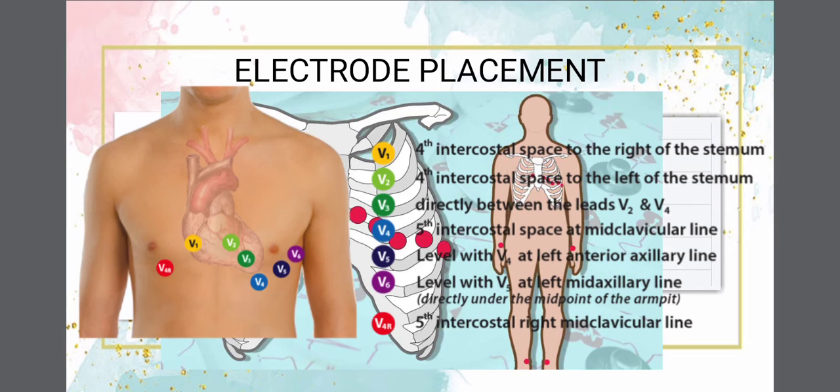For the right arm, it is placed on the right arm at the inner wrist. For the left arm, it is placed on the left arm at the inner wrist. For the right leg, it is placed on the right leg at the inner ankle. And for the last, the left leg is placed on the left leg at the inner ankle.